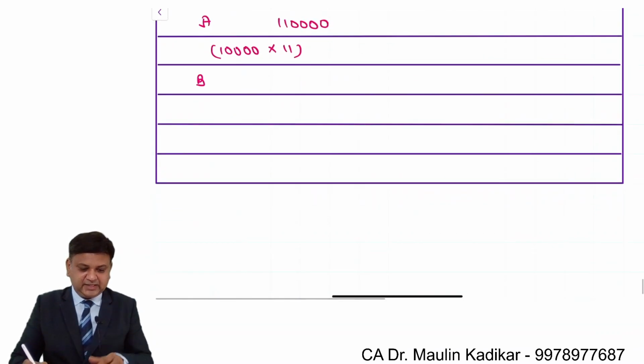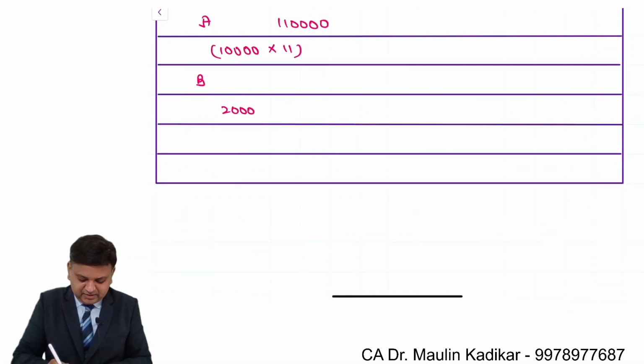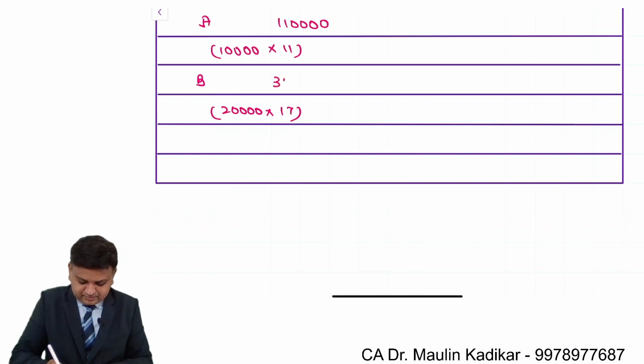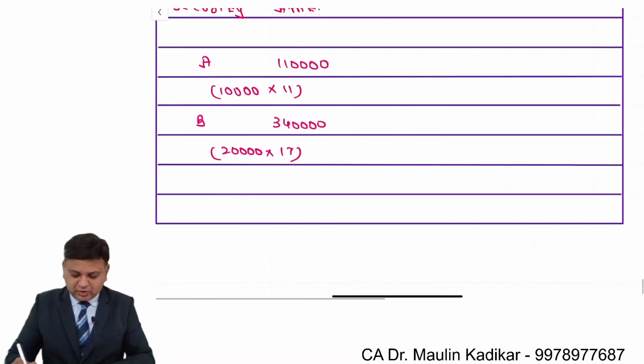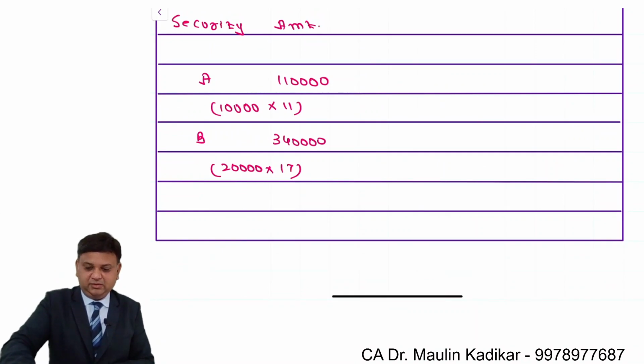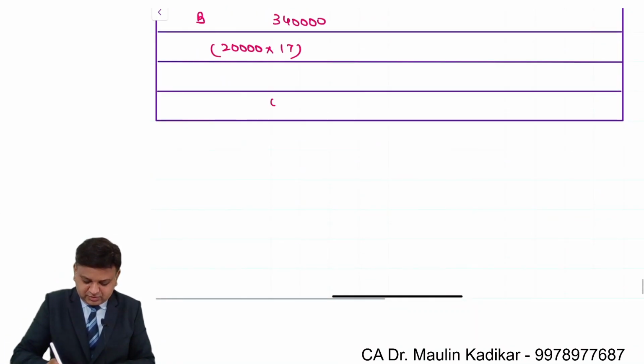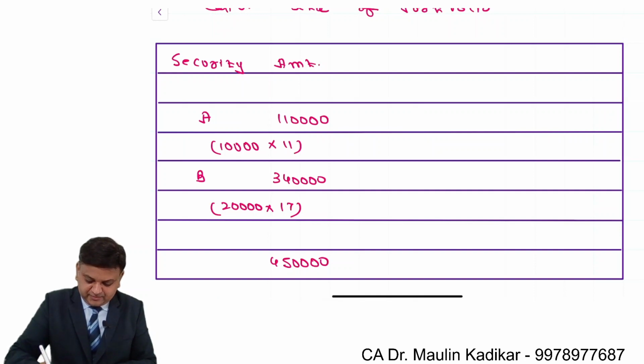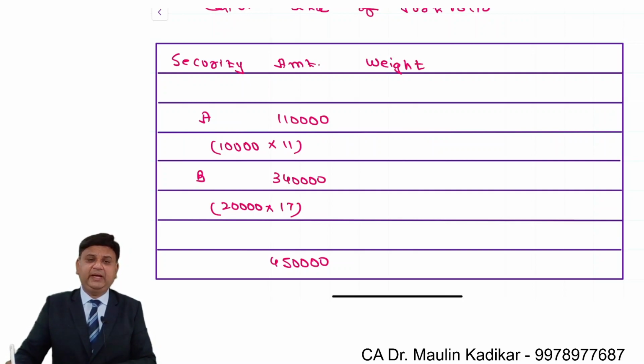Next is B. In that, 20,000 equity shares of the company, and market price is 17. So 20,000 into 17 is 3,40,000. So 1,10,000 plus 3,40,000 comes to 4,50,000. That is the total amount of the investment. Then we'll compute the weight or proportion in which the investment is made. Of course, friends, all of you must have understood that the proportion is required to be calculated in relation to the amount of the investment and not with respect to the number of shares.